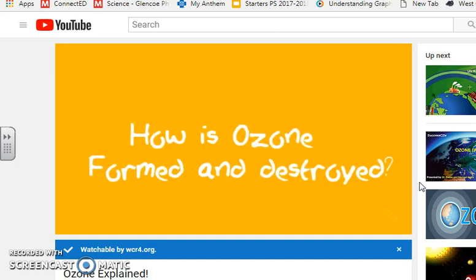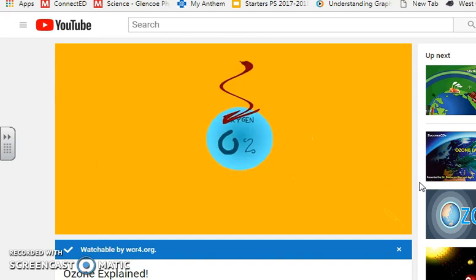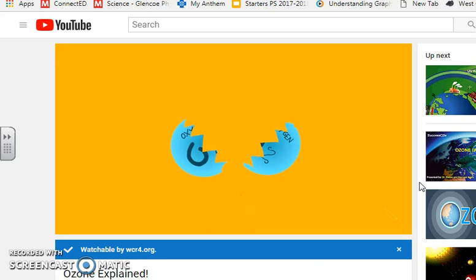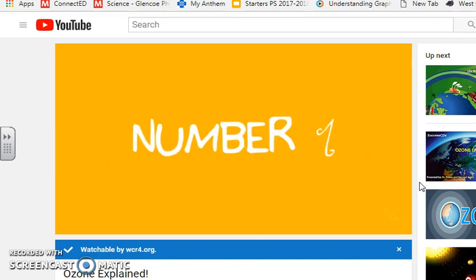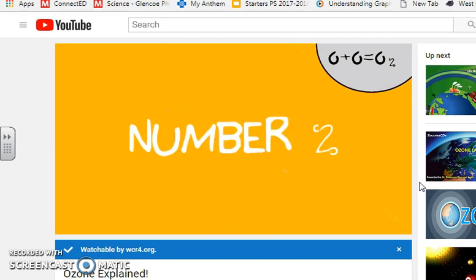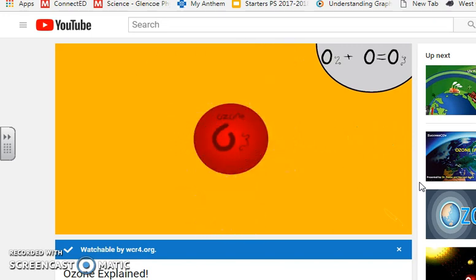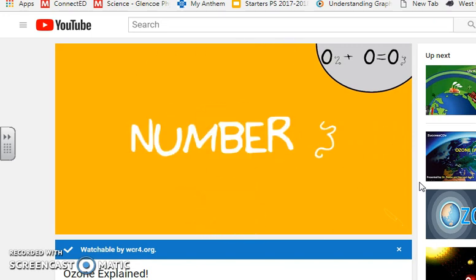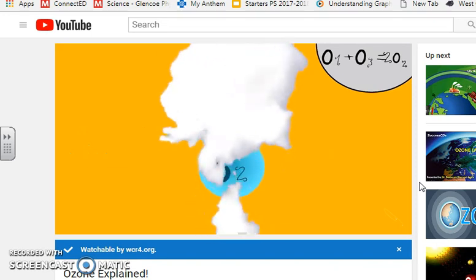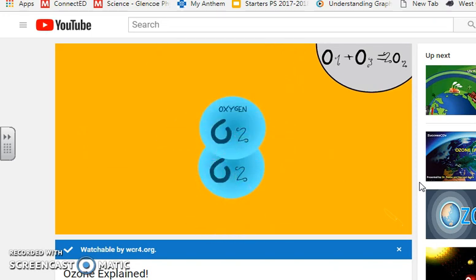How is ozone formed and destroyed? Well, when an oxygen molecule absorbs UV radiation, it splits, forming two lone oxygens. But these particles need a partner, so there are 3 ways of doing so. Number 1, it can join another lone oxygen to make a pure oxygen. Number 2, it can join a pure oxygen to create an ozone molecule. Or finally, number 3, it can join an ozone molecule to create 2O2, which is 2 pure oxygens joined together.